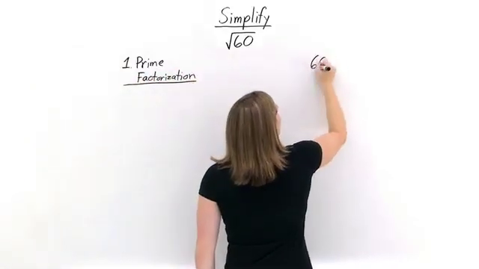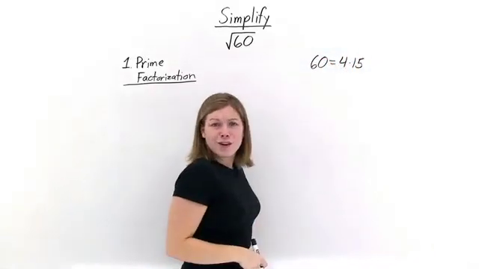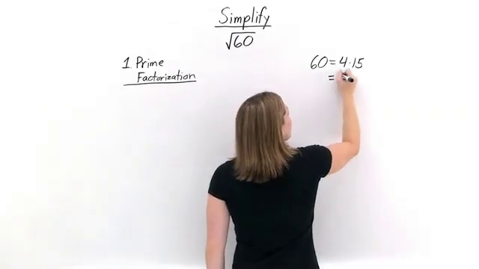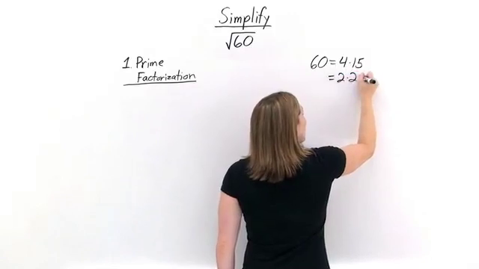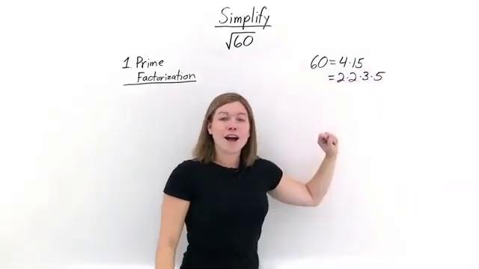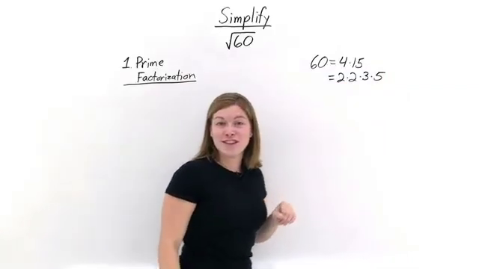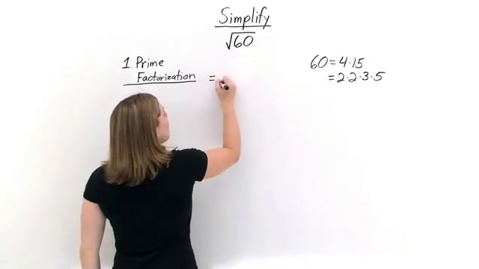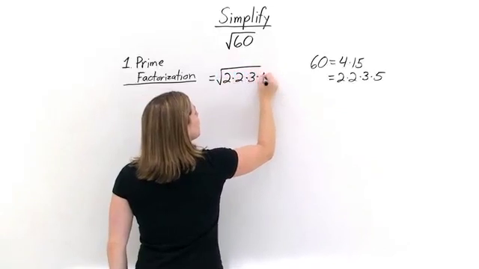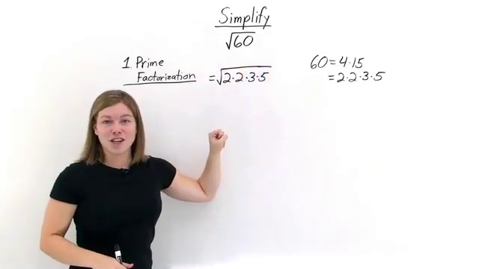Well, 60 is equal to 4 times 15. But 4 and 15 are not prime. So we need to continue to rewrite this. 4 is the same as 2 times 2, and 15 is the same as 3 times 5. 2, 3, and 5 are all prime. That means that this is the prime factorization of 60. So we can rewrite the square root of 60 as the square root of 2 times 2 times 3 times 5. So instead of writing 60, we wrote out its prime factorization.